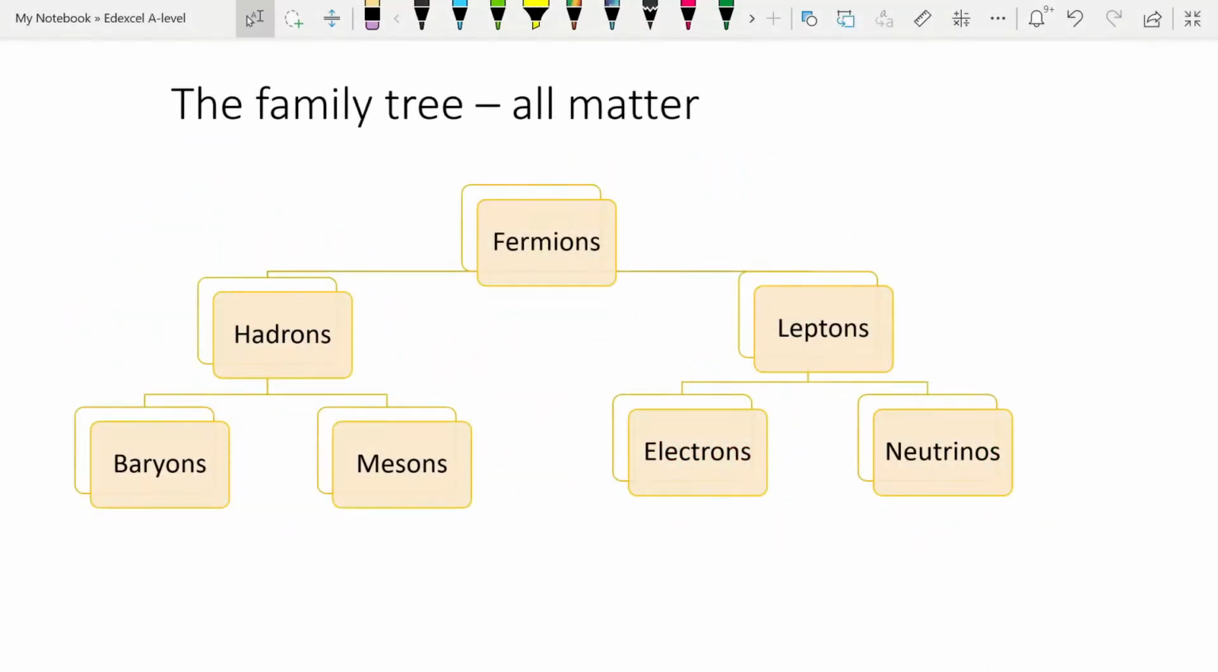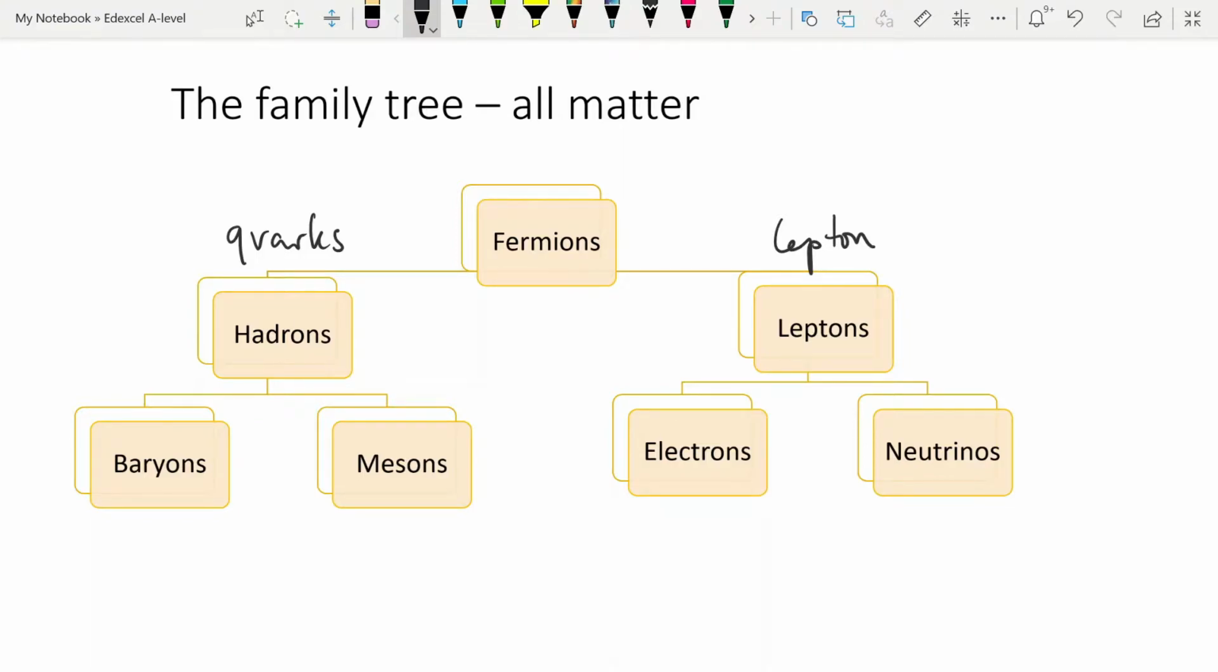So we start by looking at a family tree of all particles. That starts with fermions. Fermions is the general name for subatomic particles, and we can divide those into two basic groups: the hadrons, which are the particles that are made of quarks, and leptons, which are the other family of particles that are not made of quarks. We'll deal with the leptons first because that's a slightly smaller group.